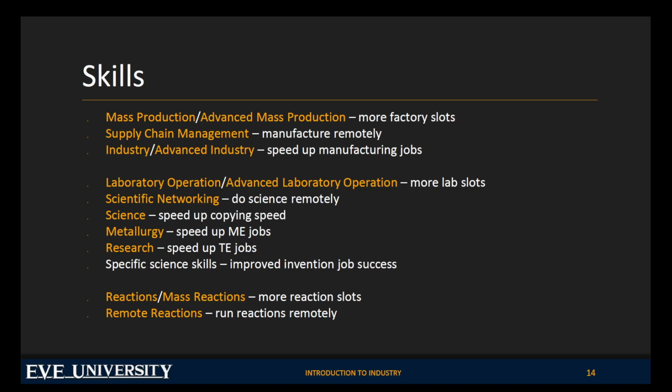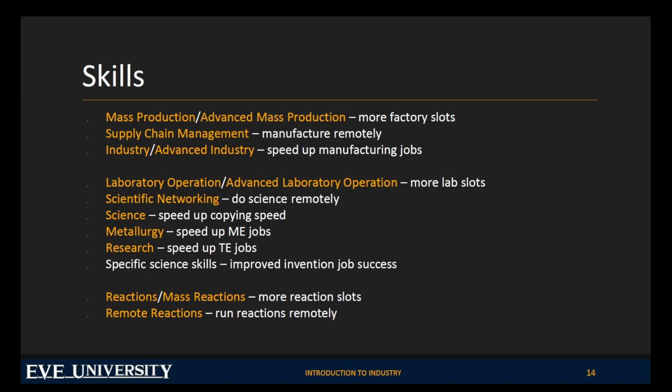And if you want to do invention, these skills in the middle here are the skills that you want to train. Laboratory operation and advanced laboratory operation. These give you slots, same as mass production and advanced mass production, reactions and mass reactions, right? This is just more lab slots so you can do more invention simultaneously.